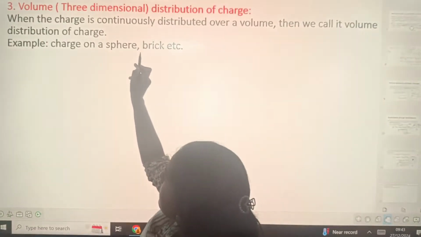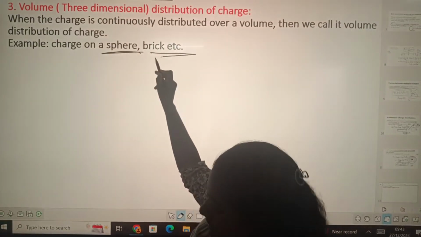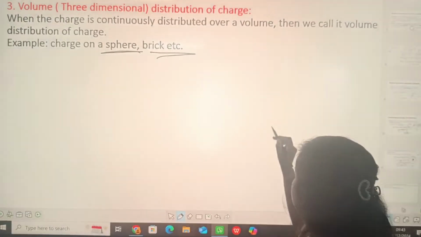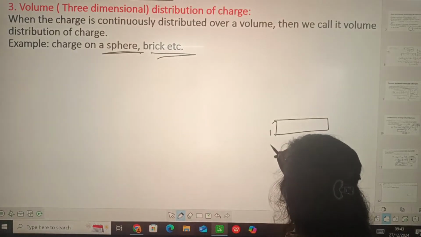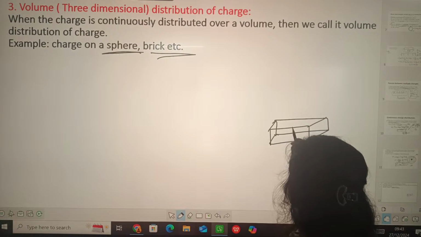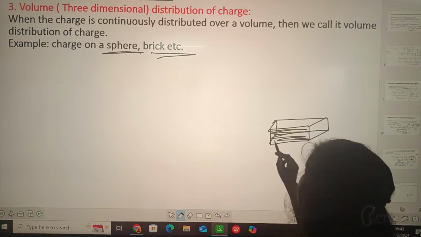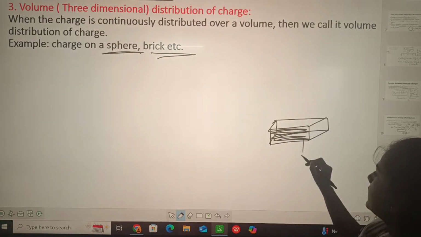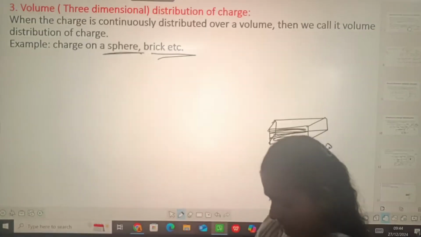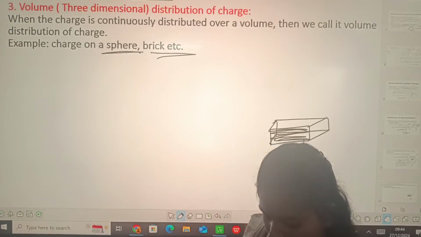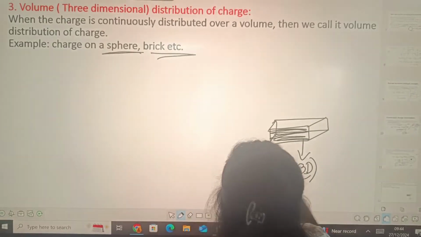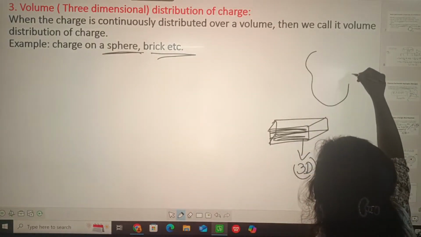Here see the charge on a sphere, brick, etc. Let us take for example the brick. It is a brick. It is 3-dimensional. So, let us consider any volume of a 3-dimensional form.